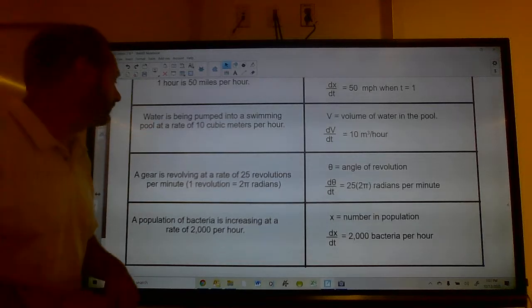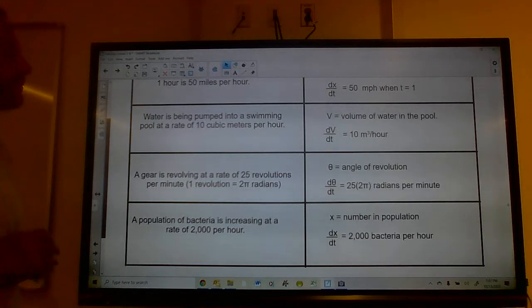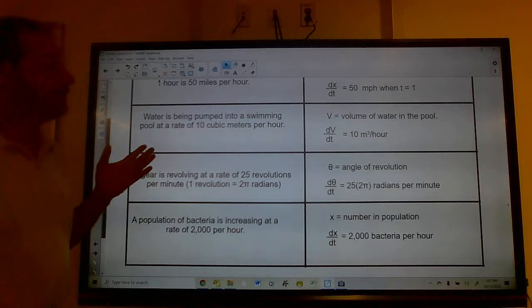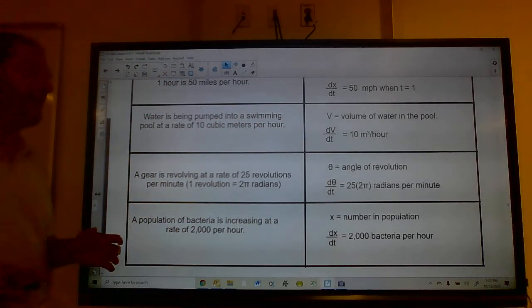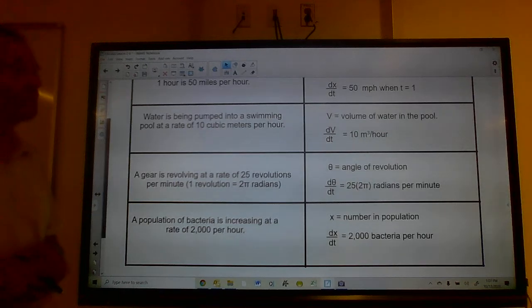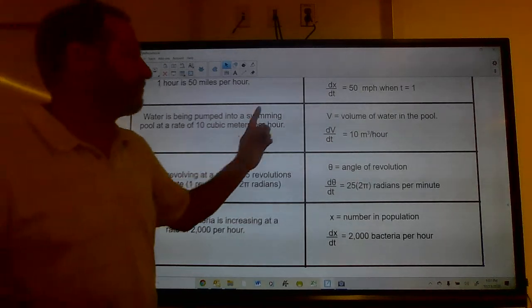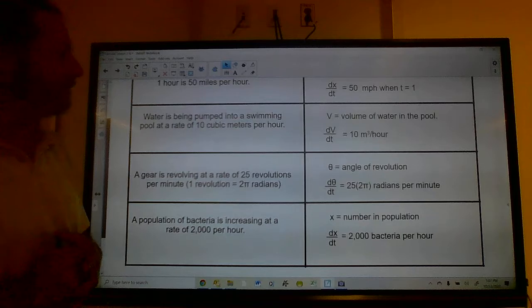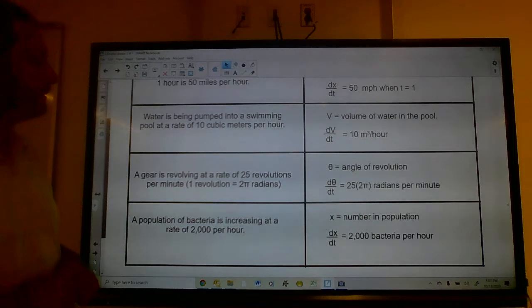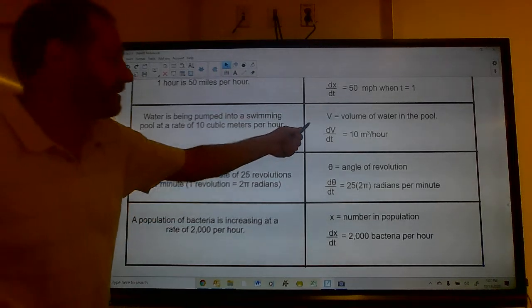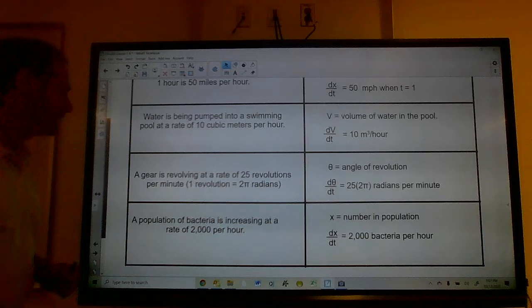Water is being pumped into a swimming pool at a rate of 10 cubic meters per hour. Okay, V is the volume of water in the pool. Now, if I have a specific geometric shape for that pool, I can use the formula for that geometric shape. We know that dV/dt is 10 cubic meters per hour. Okay, that's the rate of change of volume at time t.